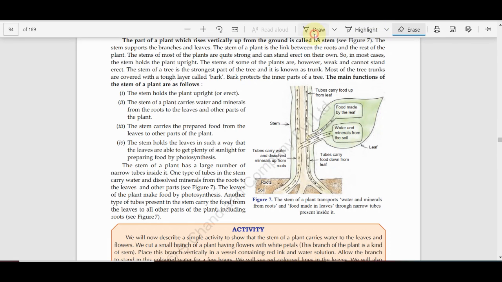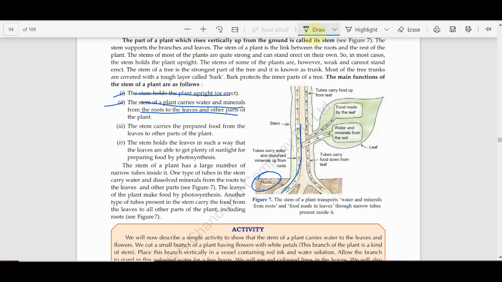The first function, the stems hold the plants upright because it gives strongness, it gives support in holding the plants. And second, you will see the stem of the plants carries the minerals and water from the roots to the leaves and the other parts of the plants. As we know, the roots' function is to absorb the essential nutrients, essential minerals and water, and they will be carried out by these plant stems.